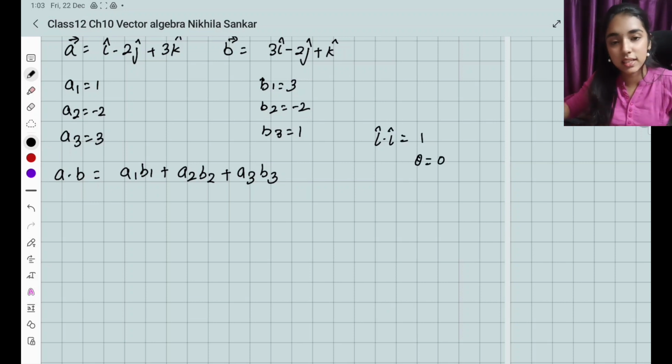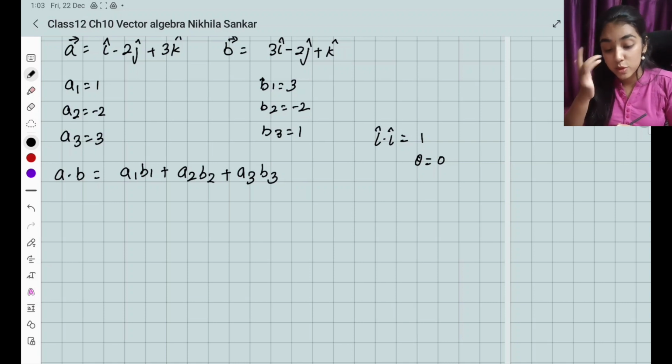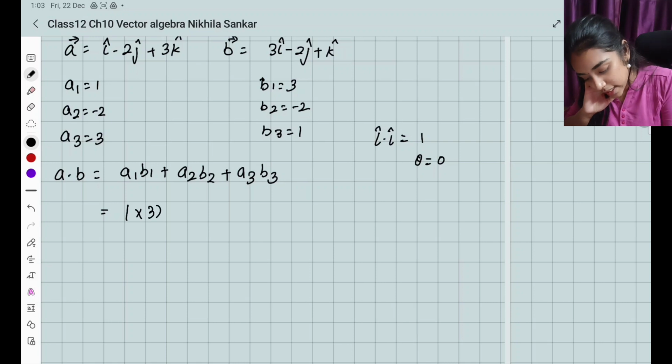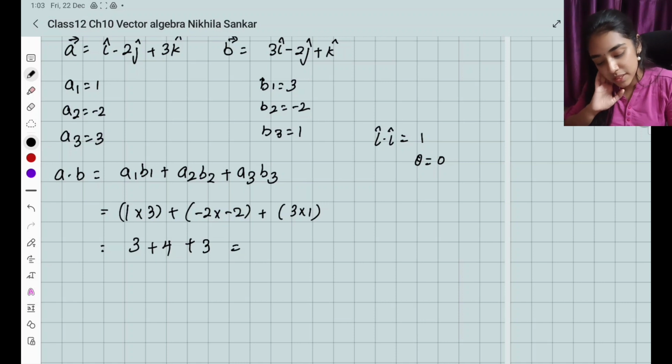கரெக்டா இதான் dot product, because we know that i cap times i cap gives me 1 because theta equals 0. ஒரே லைன்ல இருக்கிறதுனால cos theta becomes 1, which means i cap into i cap equals 1. So இந்த வேல்யூ தான் left out இருக்கு. So I have 1 times 3 plus minus 2 into minus 2 plus 3 into 1. I have 3 plus 2 2s are 4 plus 3 1s are 3. So in total I have 3 plus 4 plus 3, which is 10.